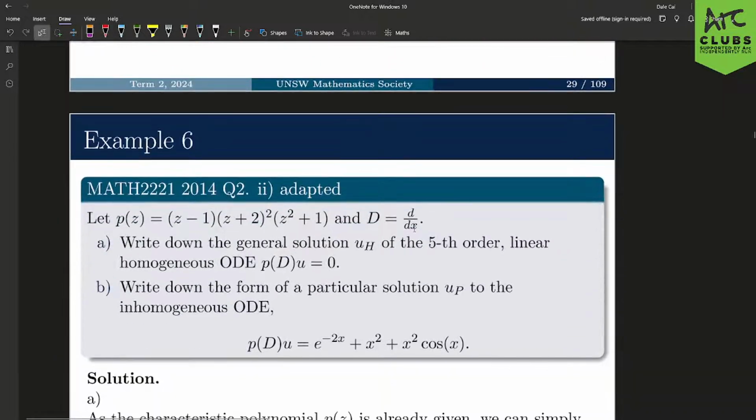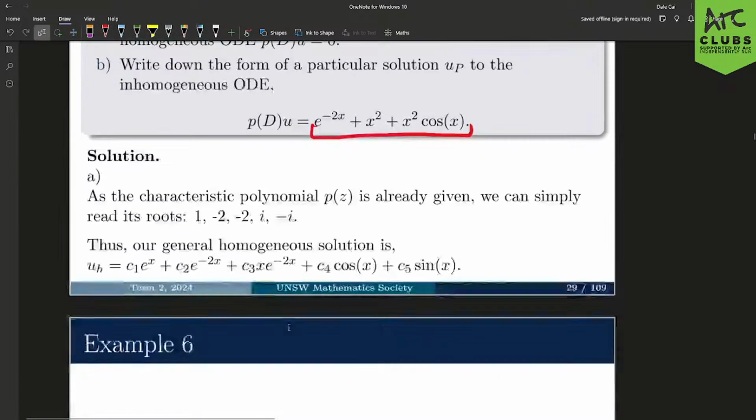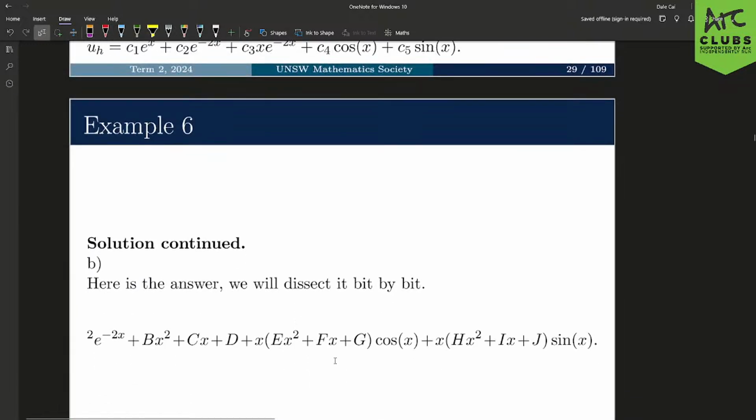Okay, so that's what this is. And then part 2 is find a particular solution, or at least the form of it, to the inhomogeneous ODE with this on the right hand side. So the answer here is a bit crazy, but I'll break it down for you. This is meant to be a x squared e to the minus 2x. Okay, so here's where everything came from.